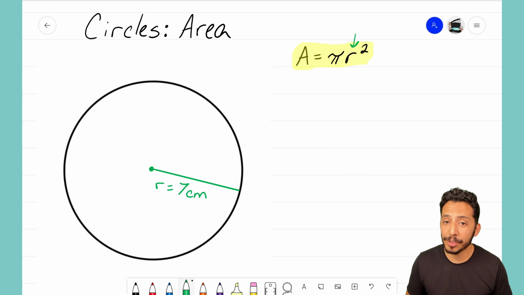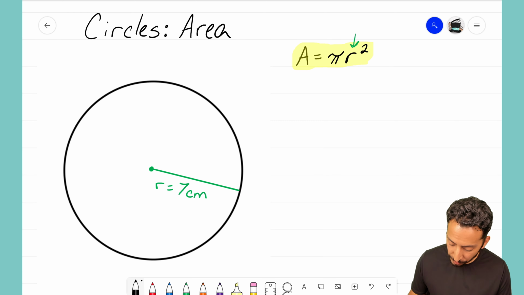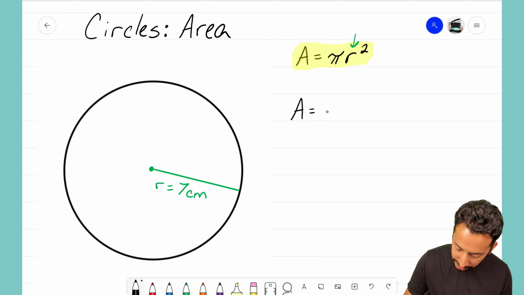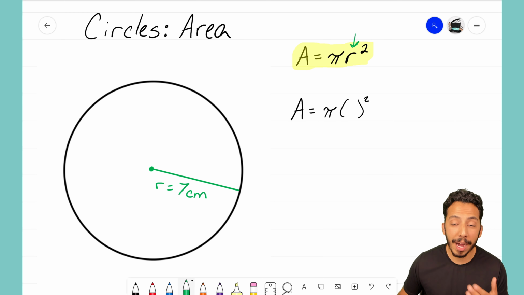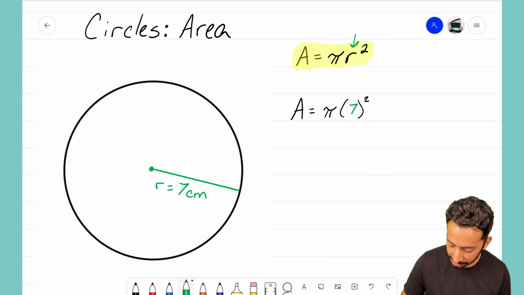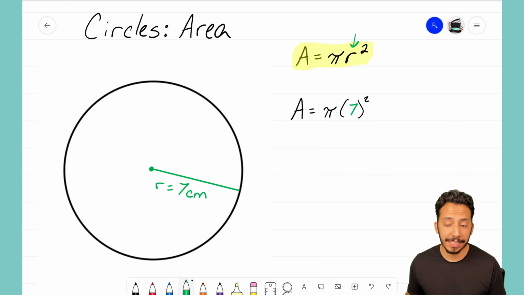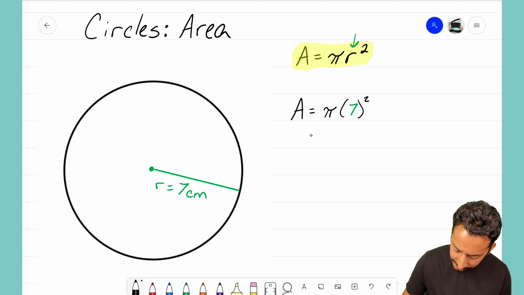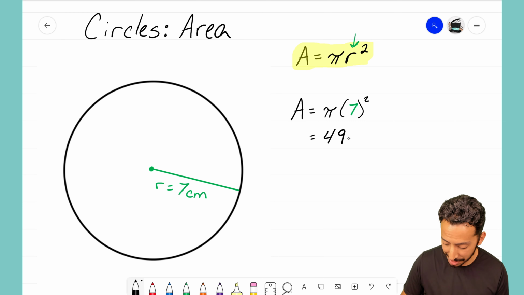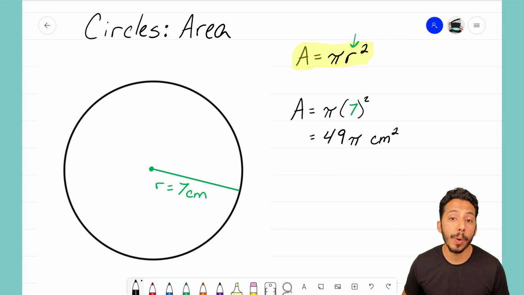For us, we have a radius of 7 centimeters. So if I'm trying to find the area of this circle, I know that I'm going to have pi times r squared, and my radius here is 7. So I have 7 squared, 7 times 7, which equals 49. Don't forget to include the pi on it. We cannot forget that. And we're going to have centimeters squared.